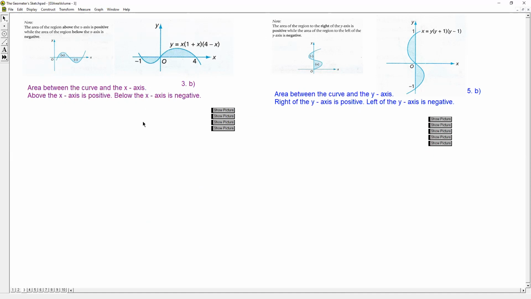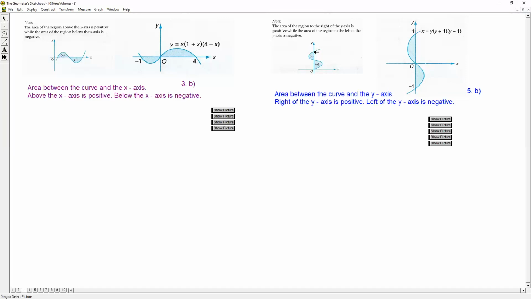Okay. So next we are going to look at the area on the right hand side here. Now this area here, you look at the curve is again like that. Now this area is between the curve and the y-axis. We have two areas here. One is on the left hand side of the y-axis. The other area here is on the right hand side of the y-axis. So we have two areas here.